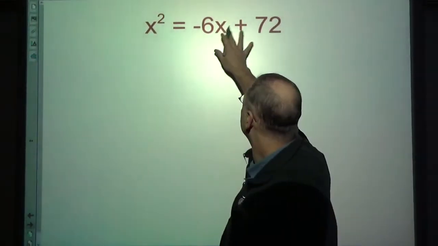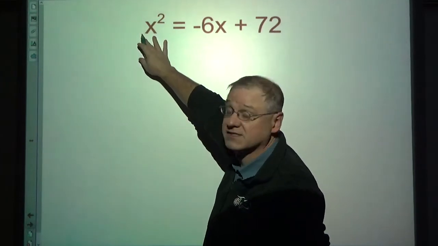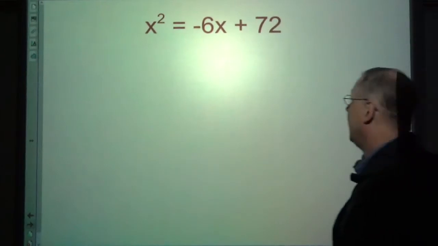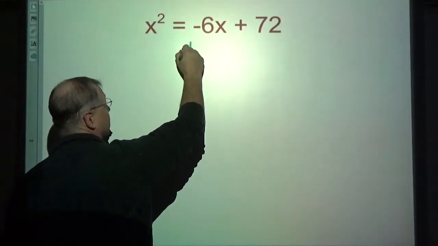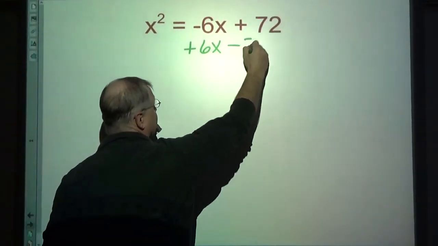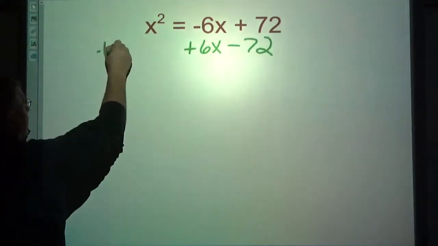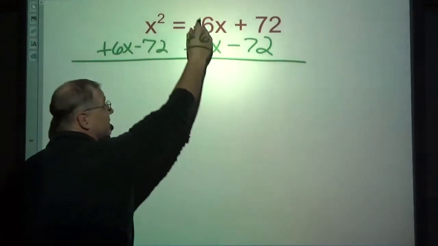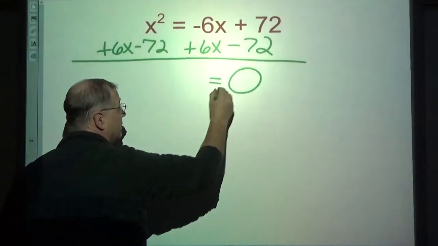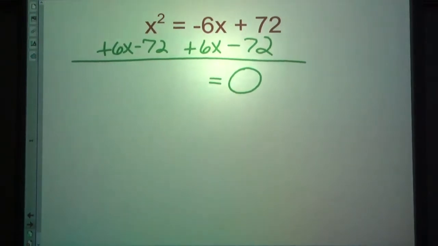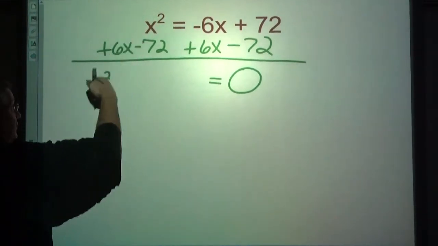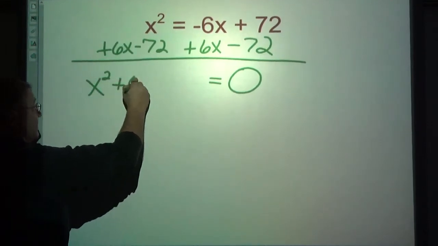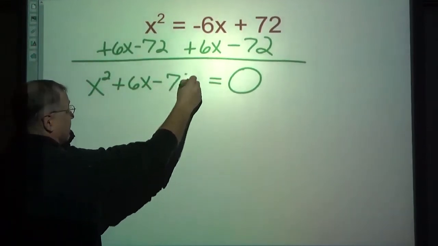In this case, I'm going to move all this to this side because it's currently positive. I do not want to make it negative. So I'm going to add the opposite of these to both sides, plus 6x and minus 72. Now these cancel out to 0, and I want to put them in descending order. I've got my x squared term first. None of these are like terms, so I'm just going to write it out. Plus 6x minus 72.